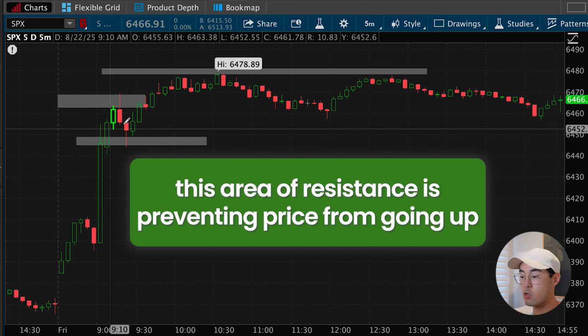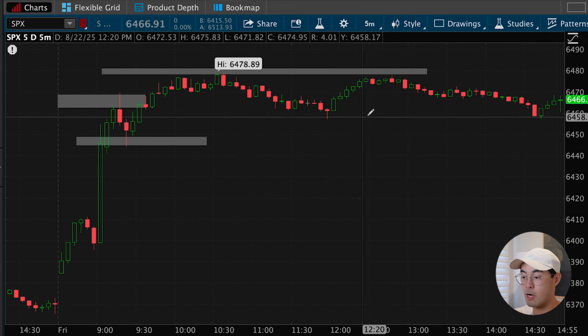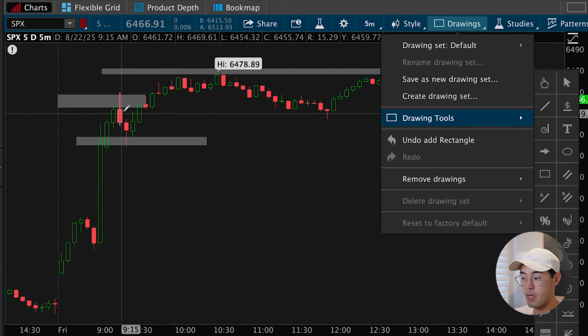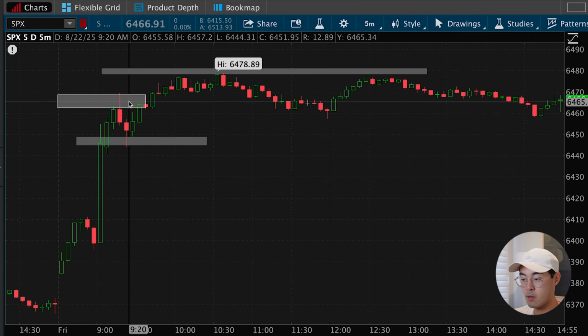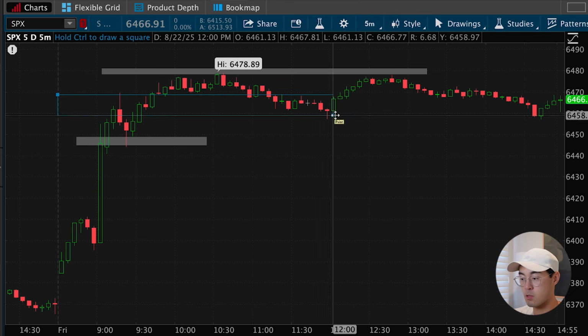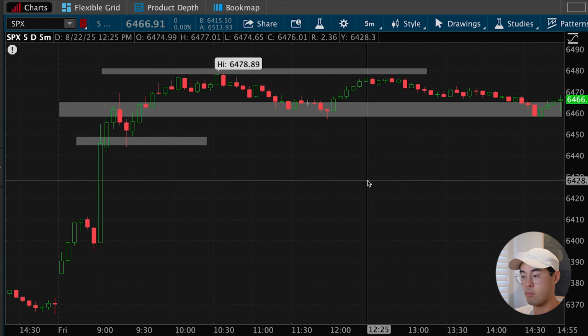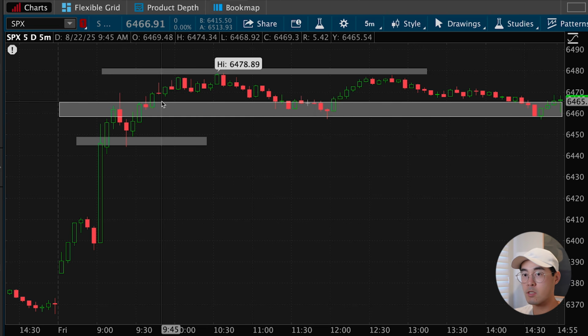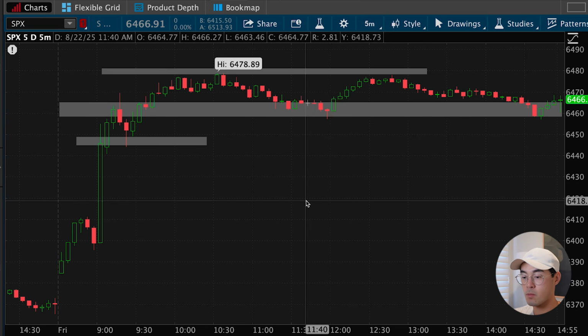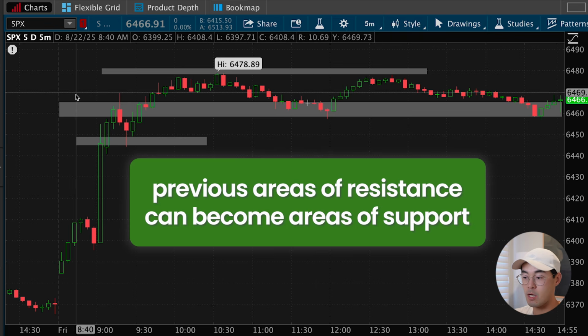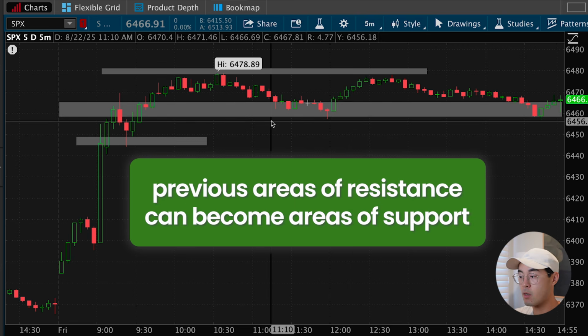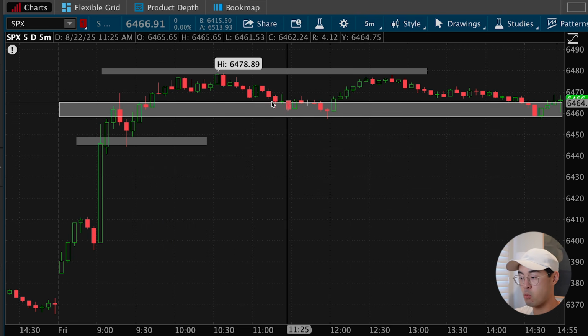Now you'll see something really cool here. This right here is an area of support, right? And if you guys remember, this right here, this is a previous area of resistance, right? And if you see what happens, it becomes an area of support. Resistances and supports tend to be intermingled with each other. This area of resistance now is an area of support, which you can see it touches once, twice, and 3 times.